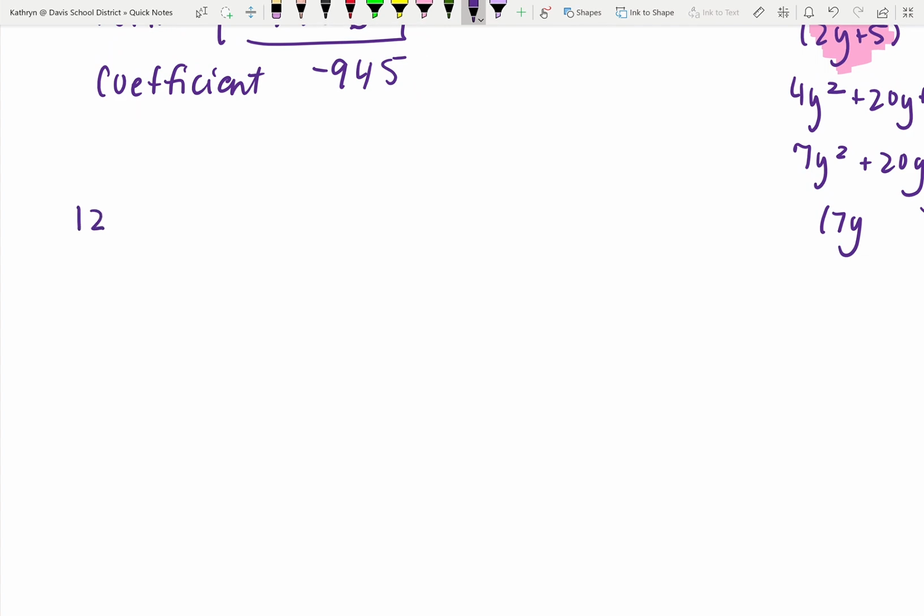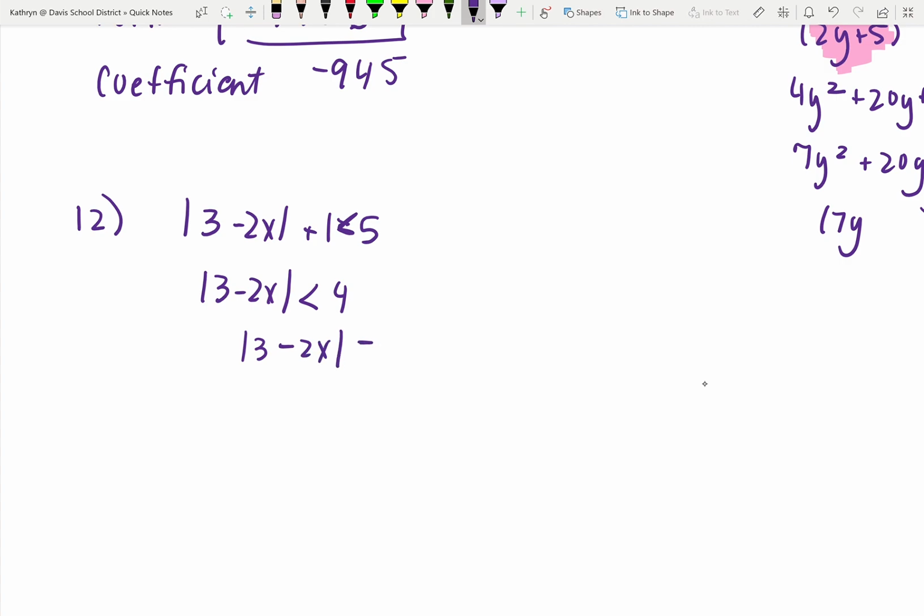Okay, here's number 12. Solve this inequality. So remember, whenever you have an absolute value, the first step is always to get it alone. So I have the absolute value of 3 minus 2x, pull the 1 over, is less than 4. Remember, the next step is to make the less than an equal sign. So it looks like that.